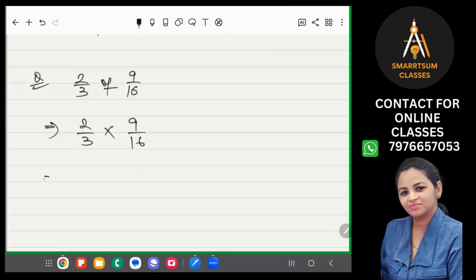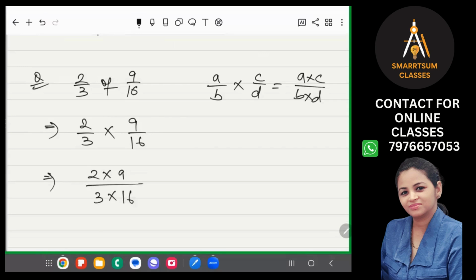Whenever you are multiplying two fractions, suppose a upon b with c upon d, we will simply multiply the numerators and denominators. Here also we will do the same thing, but before calculating this multiplication, first check whether they are divisible by a common factor. As you can see, 9 can be divided by 3, 3 times, and 2 can divide 16, 8 times. Whatever is left in the numerator and denominator, you multiply. So this will be 3 by 8.